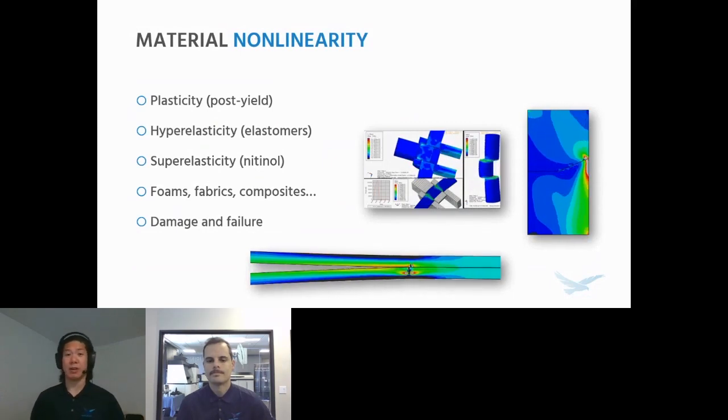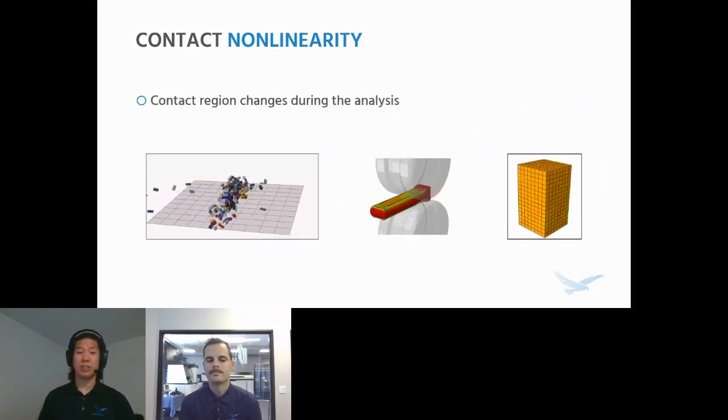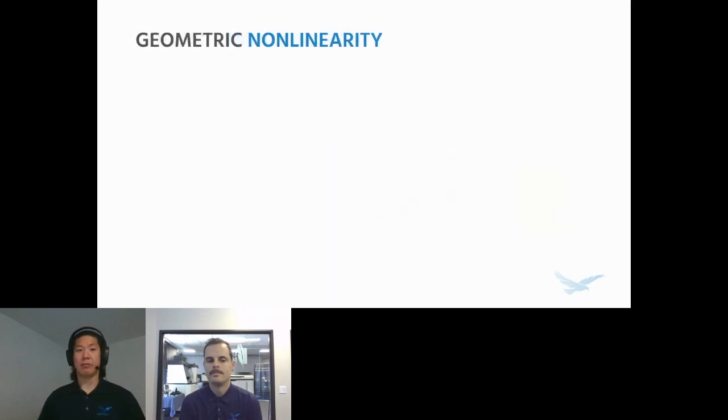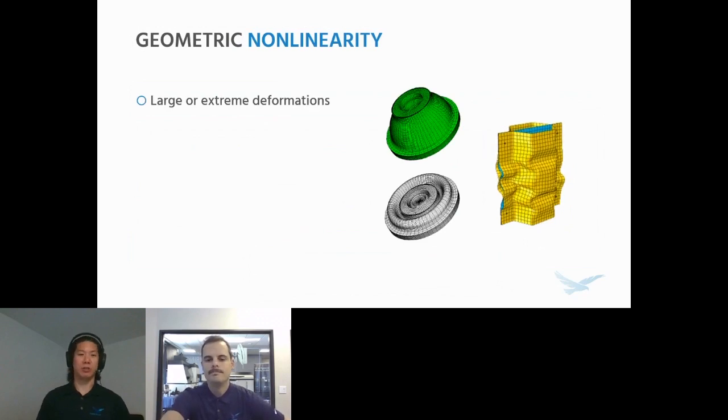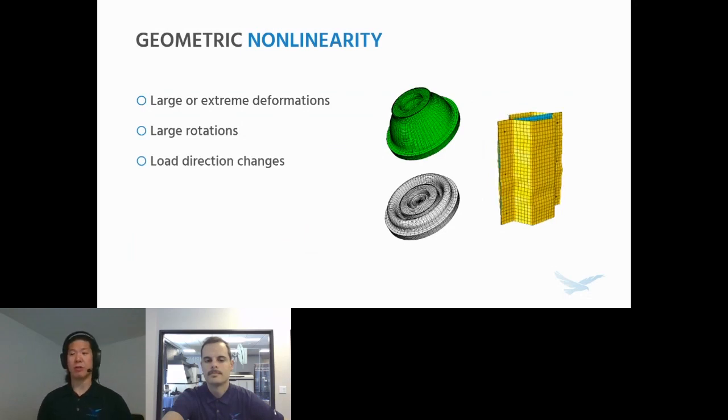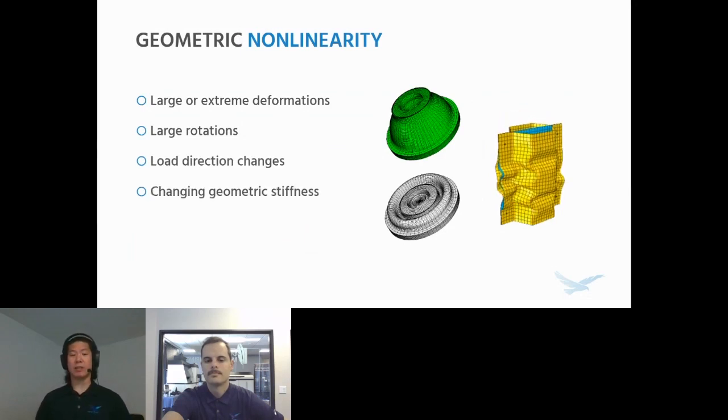Your problem might be nonlinear because of contact. If the contact region changes throughout the course of the analysis, you will need to use a nonlinear simulation. And of course, we also have geometric nonlinearity. So when we have our large or extreme deformations, maybe things are rotating or we're changing the direction of the load throughout the analysis, really anything that's going to change the geometric stiffness of our model.